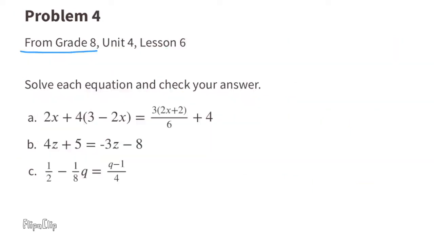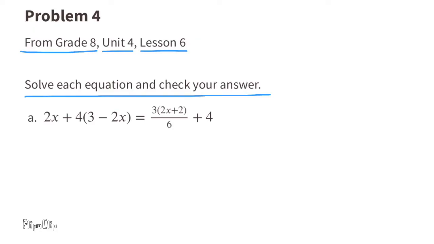Problem number 4 from 8th grade, Unit 4, Lesson 6. Solve each equation and check your answer. A. Use the distributive property to multiply 4 times 3, that's 12, and 4 times a negative 2x, that's negative 8x. Bring down the 2x and combine like terms. 2x minus 8x is negative 6x.